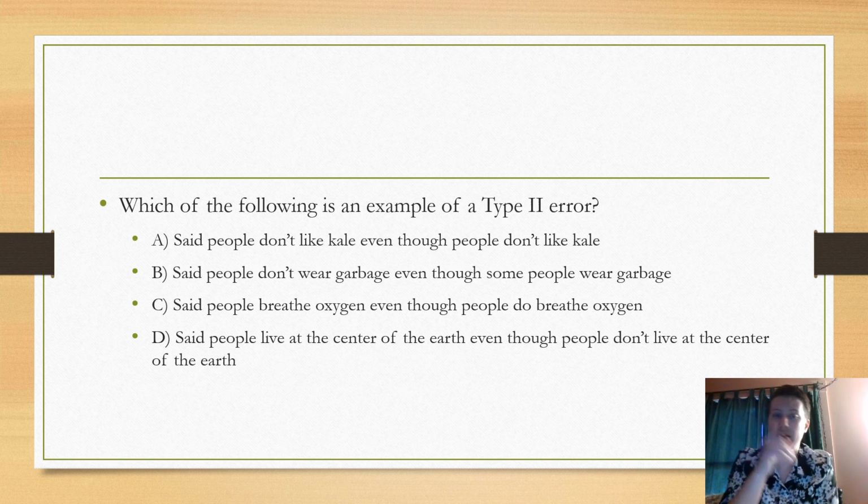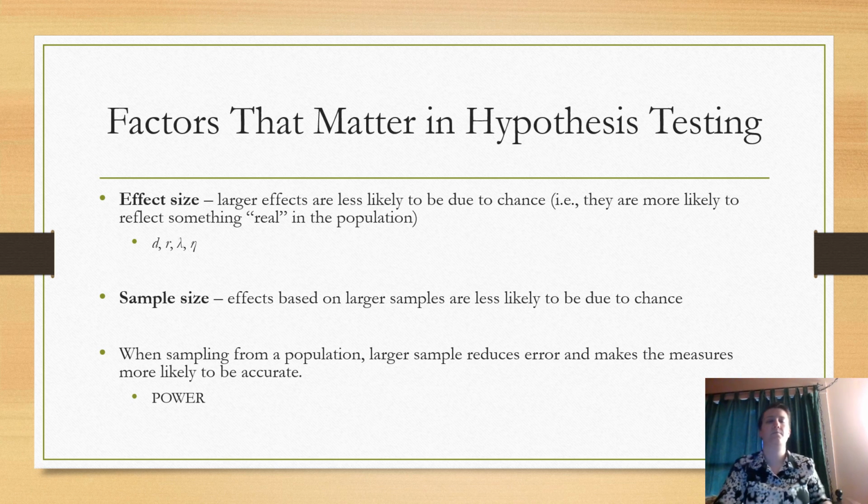So a type 2 error would be saying that people don't wear garbage, even though people do. There is no relationship, saying, nope, nobody wears garbage, when actually the opposite is true. So a type 2 error would be B. People don't wear garbage, even though people do. Okay. So there are different things that matter in hypothesis testing.